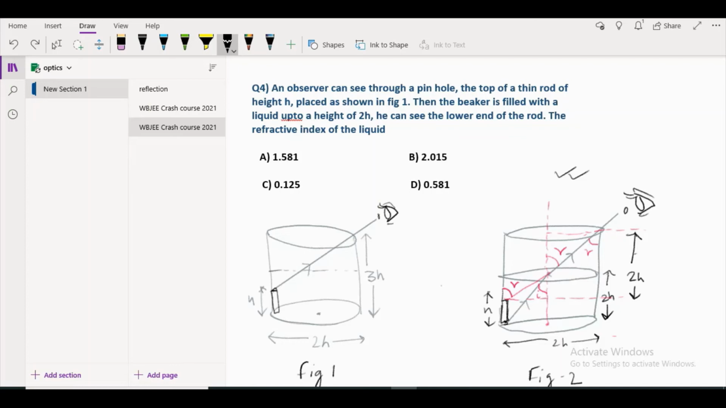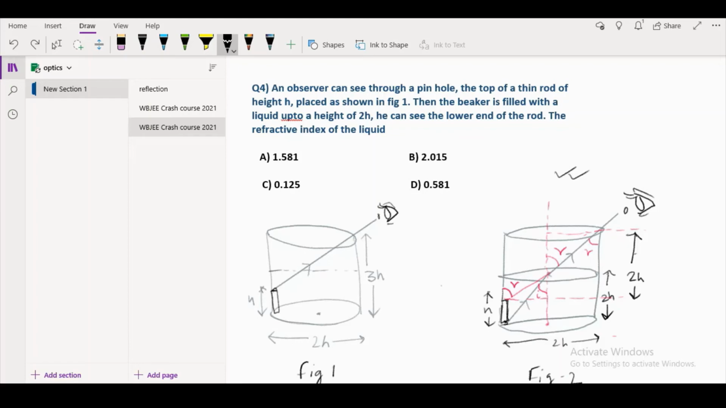The beaker is filled with a liquid up to a height of 2h. Then he can see the lower end of the rod. So the pinhole doesn't move, all because the light bends due to the presence of liquid, due to the difference in refractive index of the two media. So let's consider the refractive index of the medium to be n.